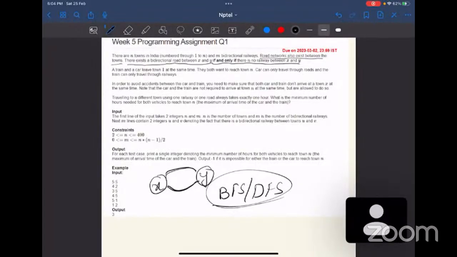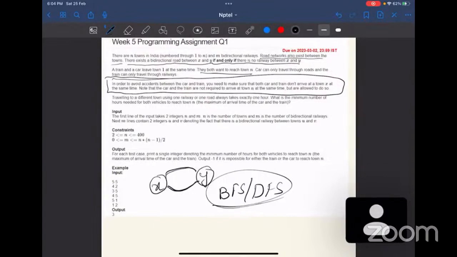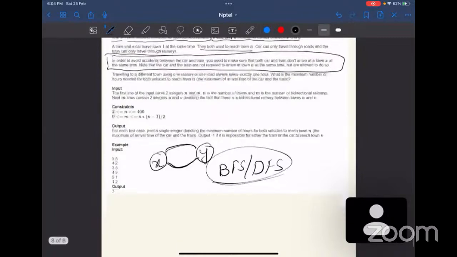Okay, so a train and a car leave town 1 at the same time. They both want to reach town N. The car can only travel through roads, obviously, and the train can only travel through railways. This paragraph is very important. In order to avoid accidents between the car and train, you need to make sure that both car and train don't arrive at a town X at the same time.